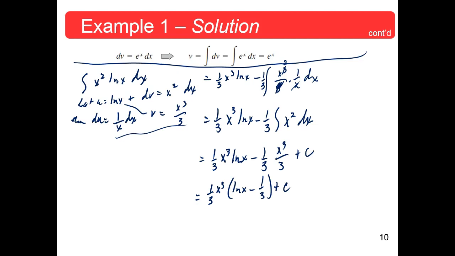Not that that's any simpler. Let's see. Okay. All right. Let's see how they did it. No. Well, I mean, it's same answer.